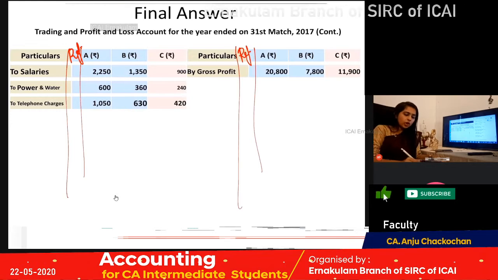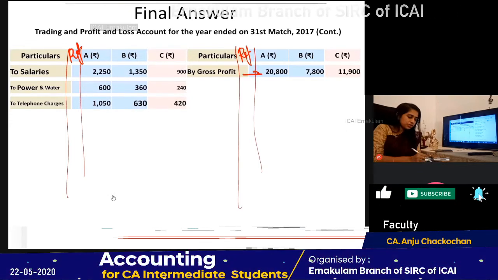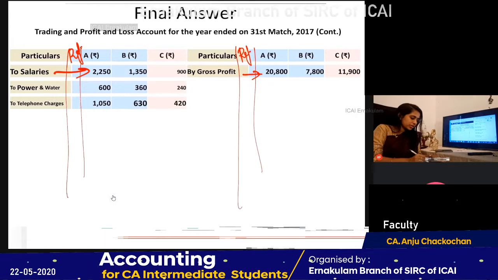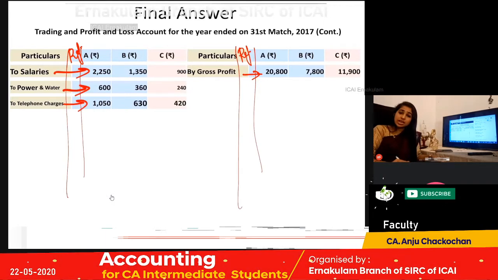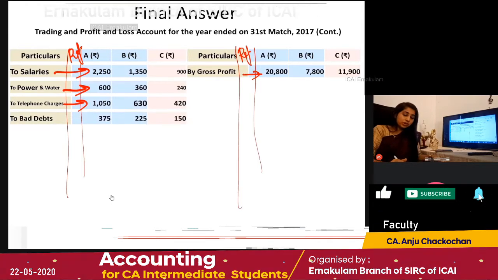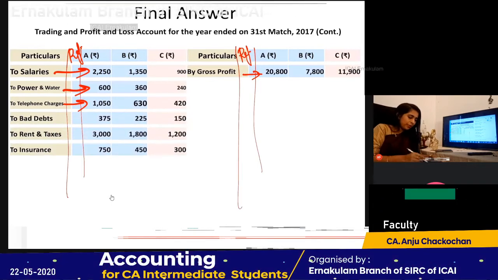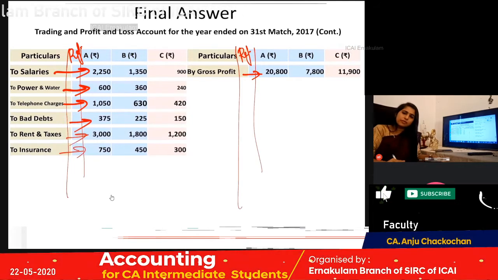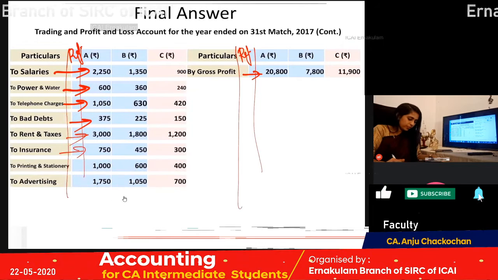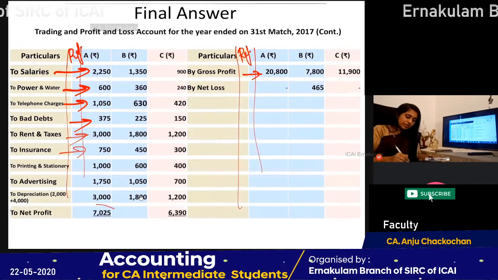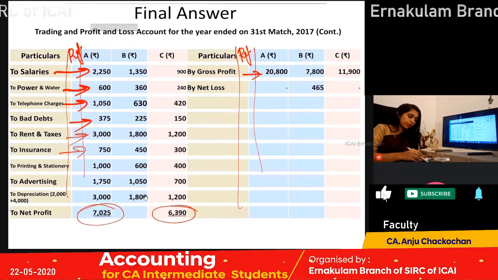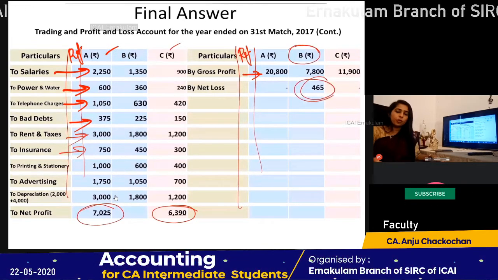See, the gross profit we could get from the trading account. Salaries, power and water, and telephone charges are straight away given in the question. For bad debts, rent and tax, for all these expenses you just have to apply the ratio of 5:3:2. Then you get the final net profit as 7025 and 6390 for Department A and C. Department B is having a loss of 465.